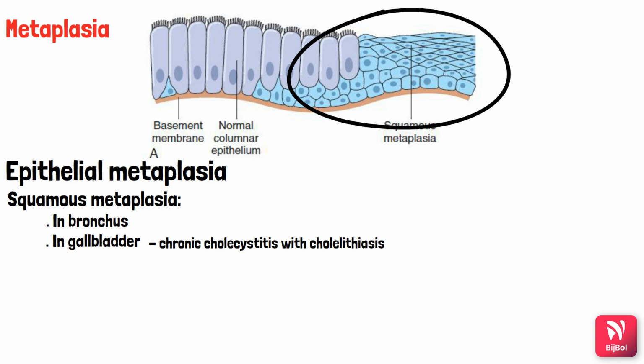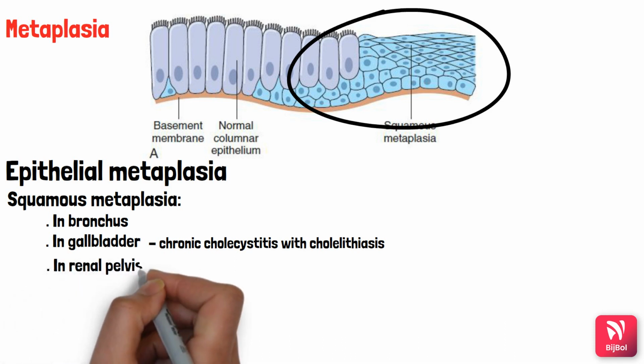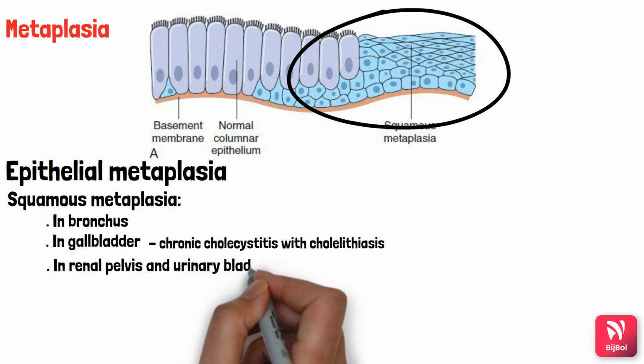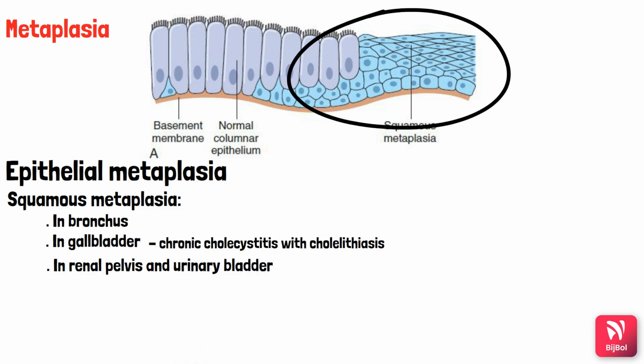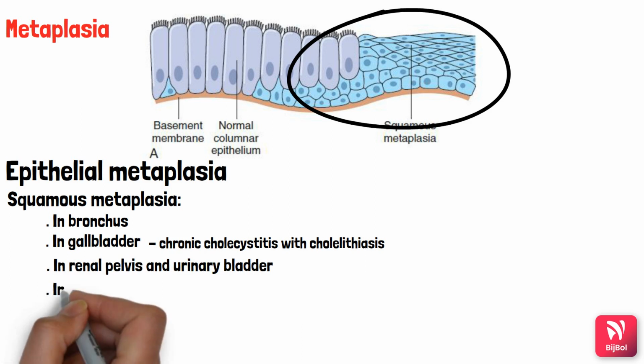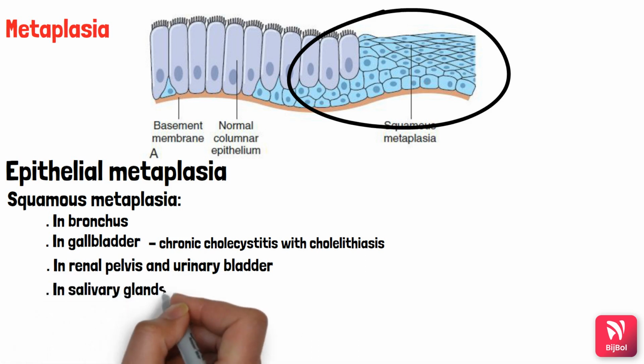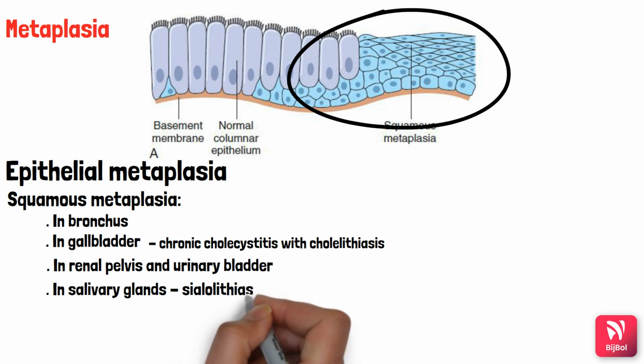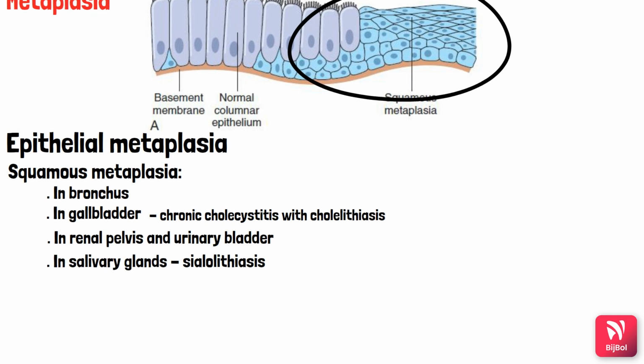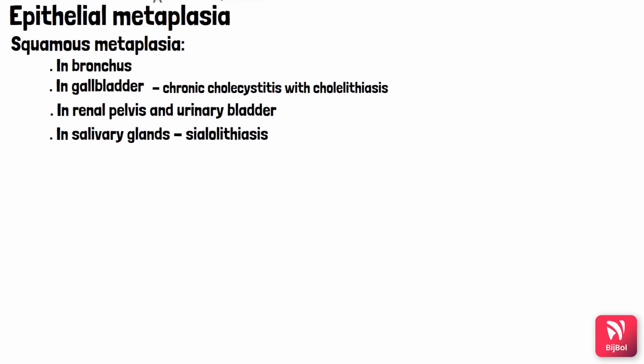Like in the gallbladder, even in the renal pelvis and urinary bladder, we often talk about kidney stones, right? In the same way, in chronic infection and in the presence of stones in the renal pelvis, it will undergo squamous metaplasia. And this can occur even in salivary gland ducts, wherein sialolithiasis is a condition where calculi or stones are present in the gland or duct of the salivary glands, resulting in squamous metaplasia.